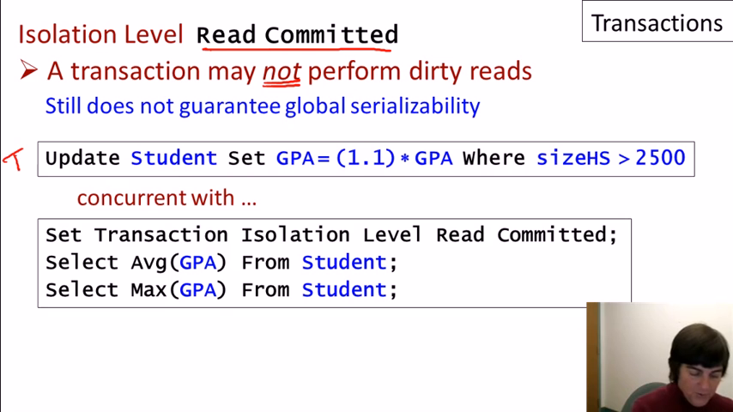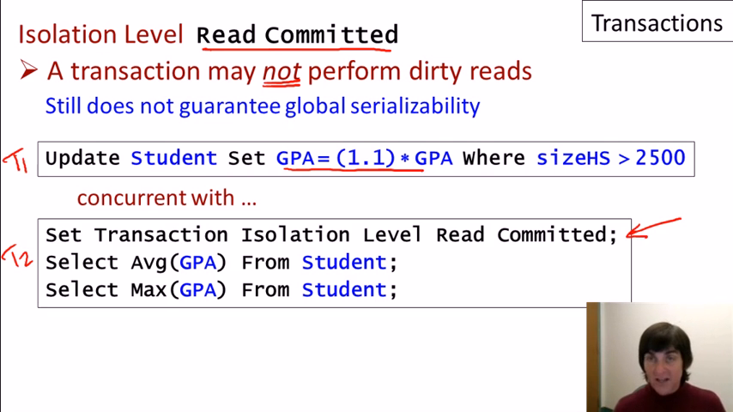Our first transaction, T1, is the same one modifying the GPA for students from large high schools. Our second transaction is the one where we're going to reset the isolation level, in this case to read committed, and it's going to perform two statements. One of them is going to read the average GPA from the student table, and the other is going to read the maximum GPA from the student table.